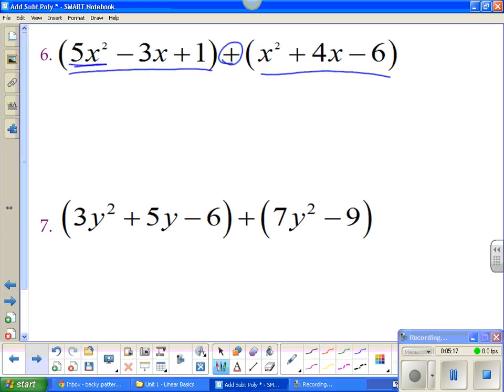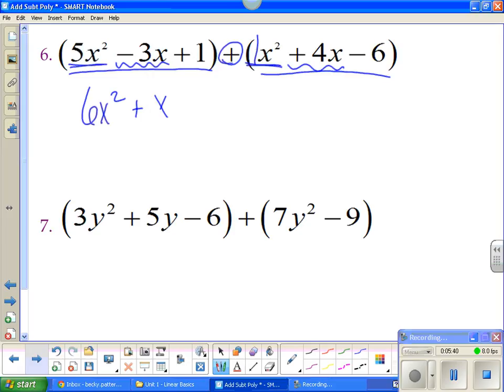So I have a 5x squared, and there's a number in front of this. It's a 1. You don't have to write it, but if it helps you, you can. So I have a 5x squared and a 1x squared. So that's 6x squared. Then I have this negative 3x and this positive 4x, which are like terms. And so that would give me a positive 1x.